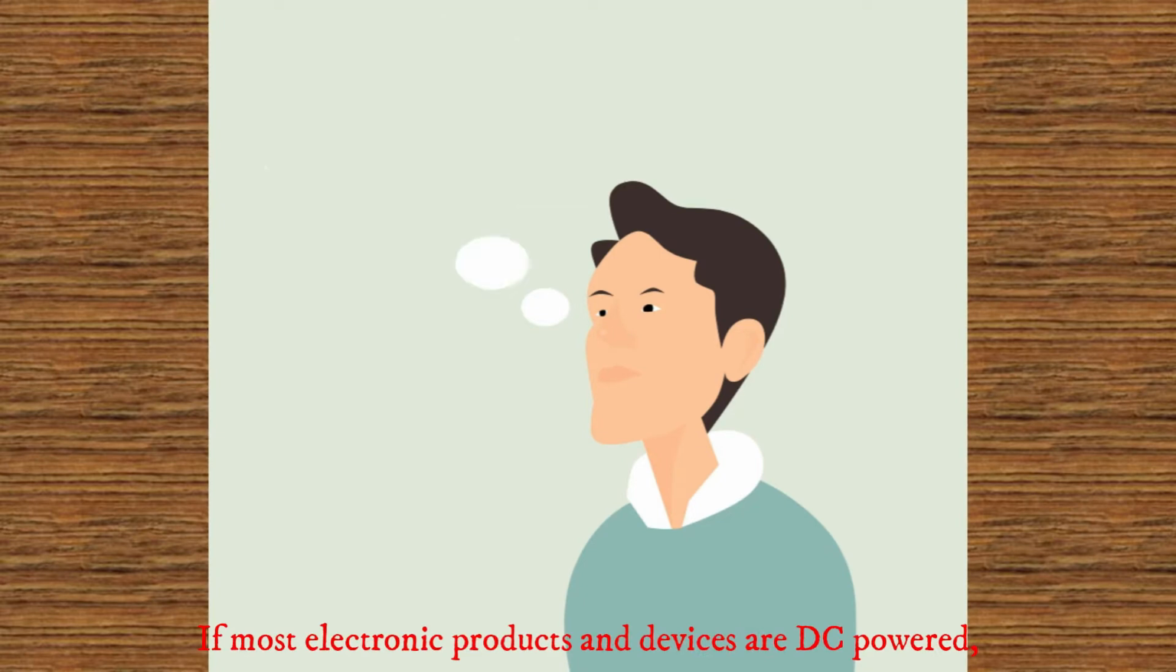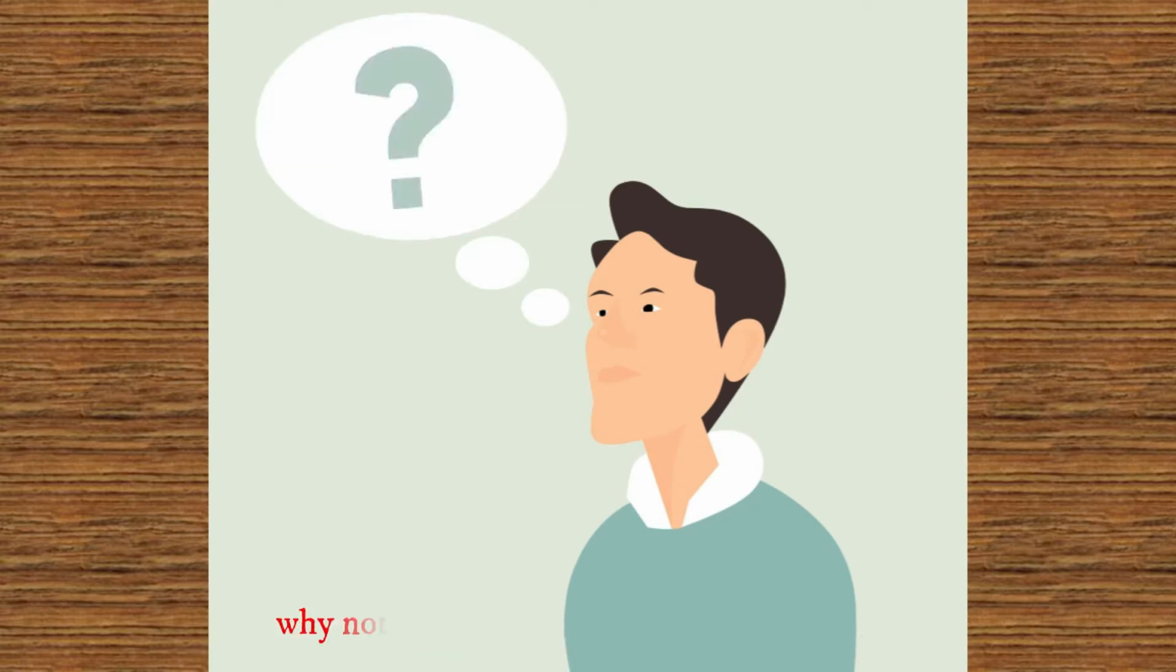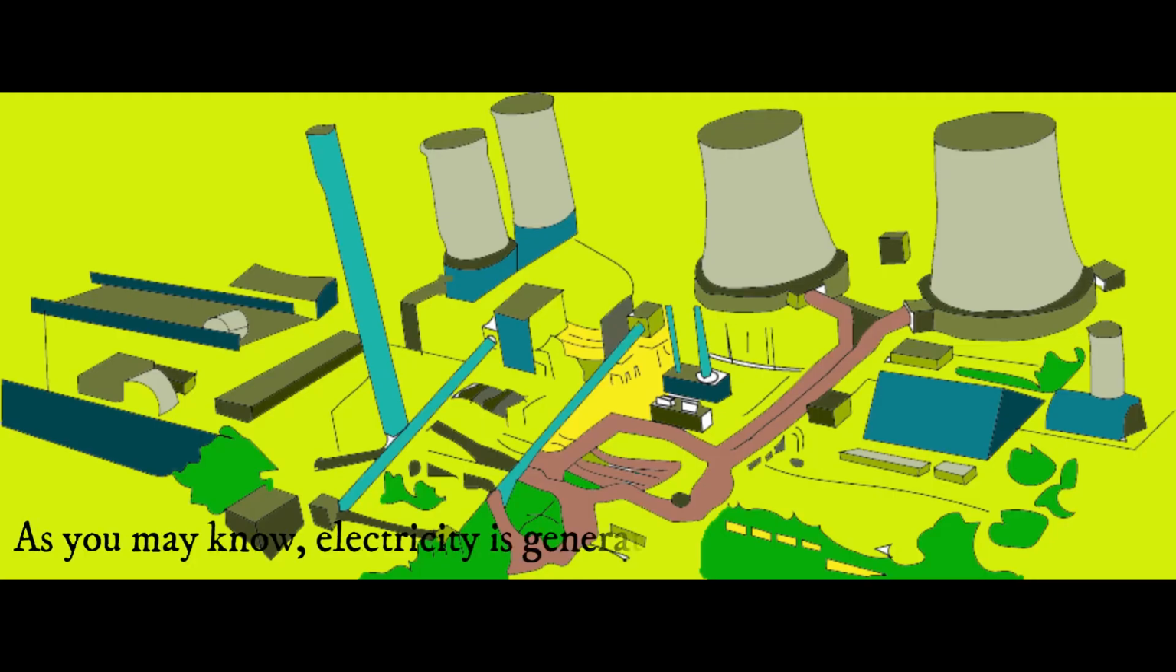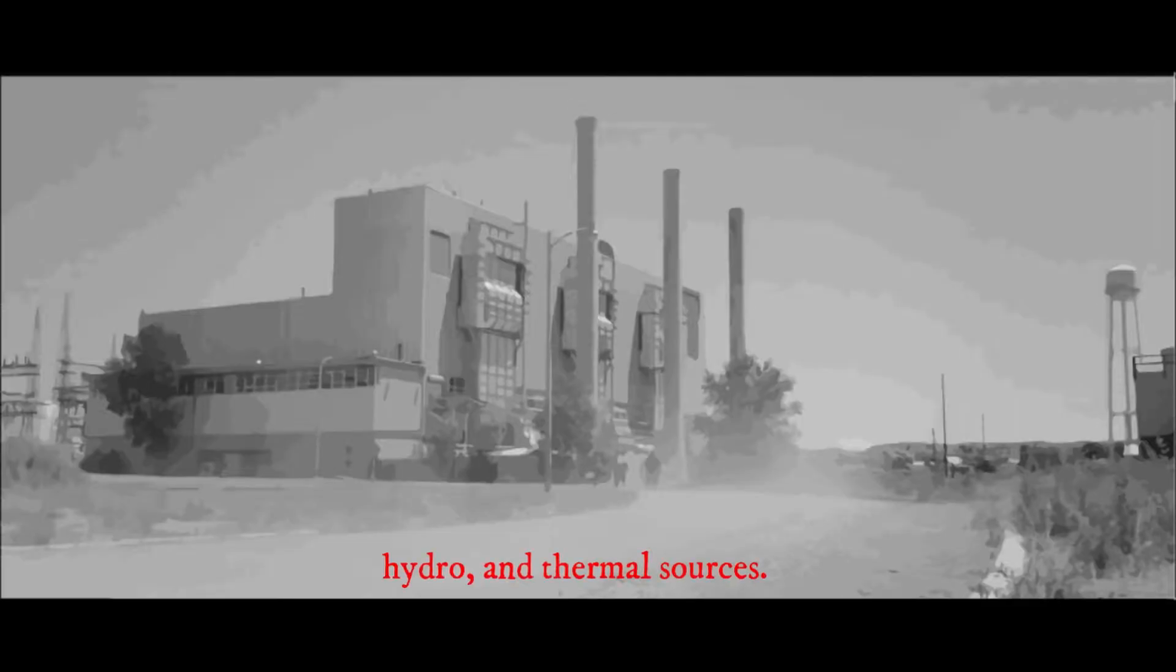Most electronic products and devices are DC powered. Why not send DC power from the beginning? As you may know, electricity is generated at power plants from nuclear, hydro, and thermal sources.